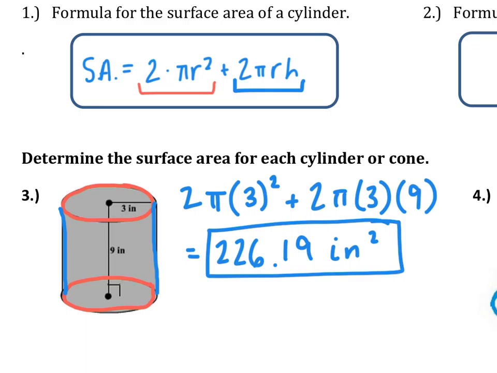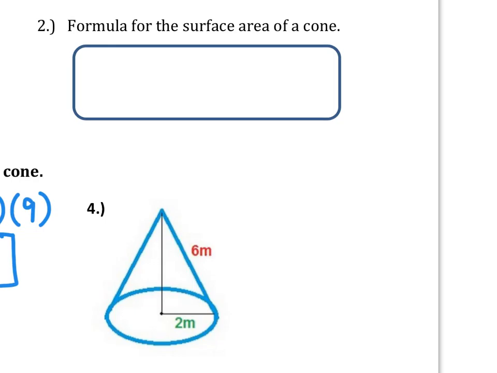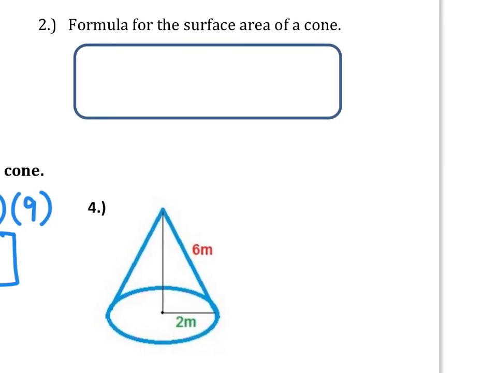Now let's take a look at the cone. Same idea for a cone. There's a formula, and you need to identify the information that you need, and then you plug it in. So the formula for a cone is similar to a cylinder, but this time it is surface area equals pi r squared plus 2 pi r l.